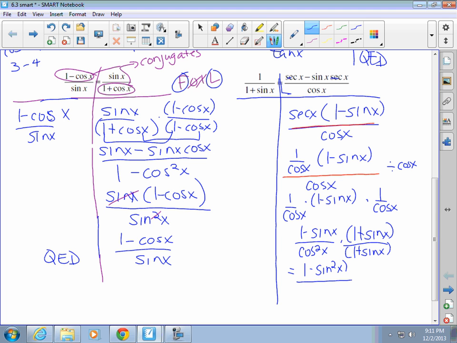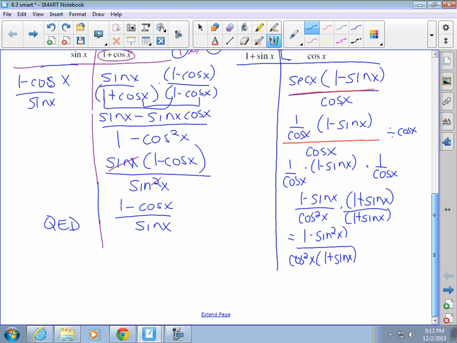And on the bottom, I have cos squared x times 1 plus sine x. 1 minus sine squared x is the same as, using my Pythagorean identity, cos squared x. So I have cos squared x over cos squared x times 1 plus sine x. Cos squared and cos squared will cancel, so I'm left with 1 over 1 plus sine x, which is what I had on my left side here.